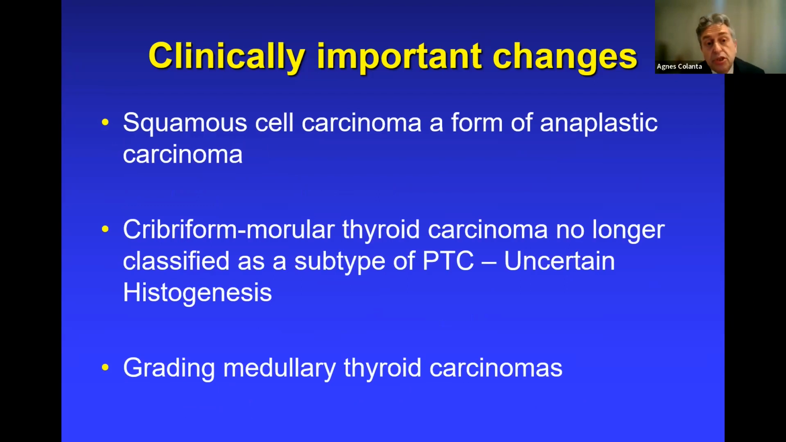Another important change is that cribriform morular thyroid carcinoma, which was before just a subtype of papillary carcinoma, is now a separate entity, is not considered a papillary carcinoma, it's considered a tumor of uncertain histogenesis. And finally, in regard to medullary thyroid carcinoma, we introduced the concept of grading.